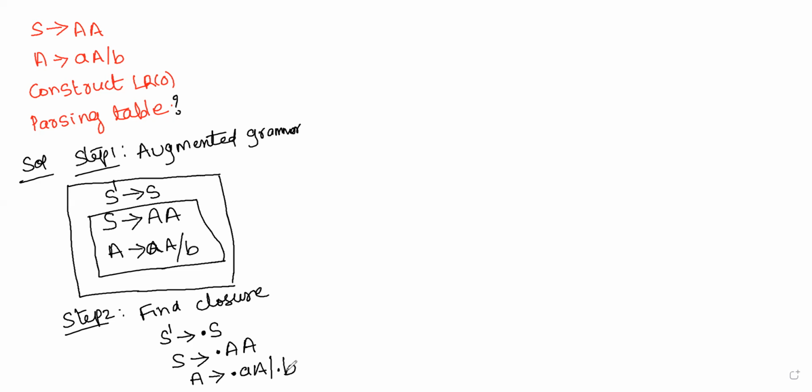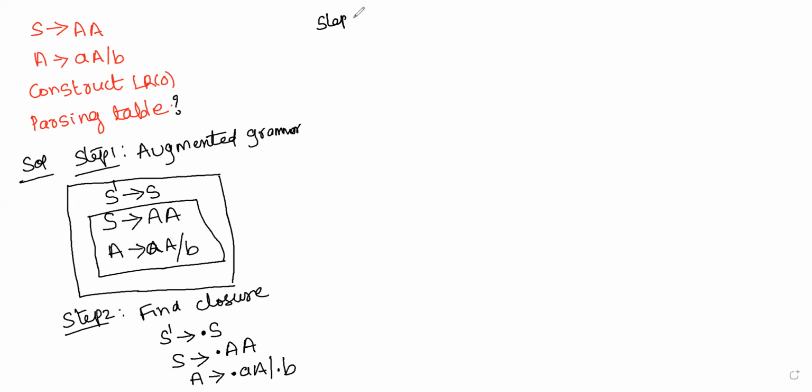So in the first step we added the augmented grammar S dash tends to S, and in the second step we found the closure. So this is called the augmented grammar and closure.